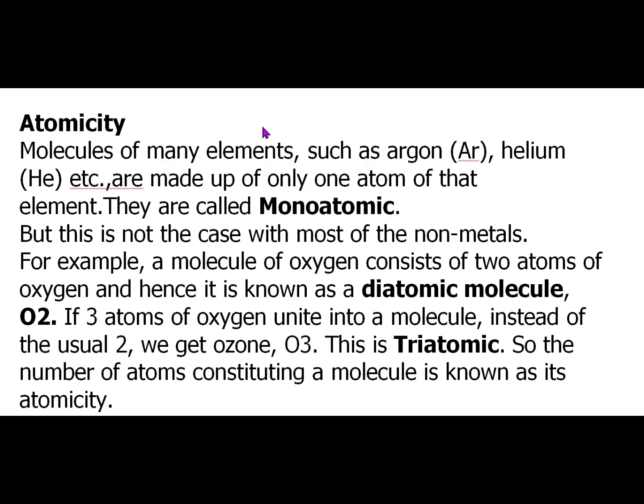Similarly, if three atoms of oxygen unite in a molecule, instead of the usual two atoms, we get ozone, O3. Ozone is three atoms of oxygen combined together. This is triatomic. So the number of atoms constituting a molecule is known as atomicity. So what is atomicity? The number of atoms constituting a molecule. You should not forget this.